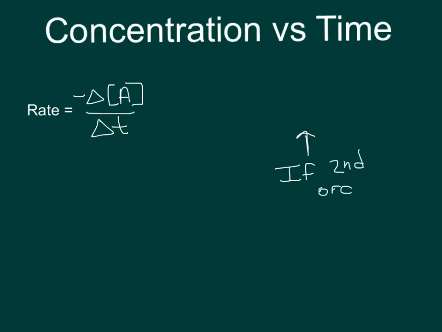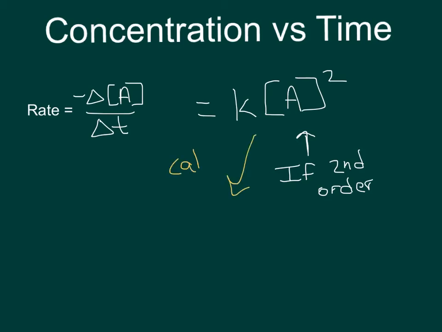If, however, the reaction is known to be second order with respect to A, we can also say that rate is equal to k, the rate constant, times the concentration of A squared. I've started with second order because the calculus is easier. Speaking of calculus, you'll never need to use calculus to solve these problems. It's just that the equations we'll use come from calculus.